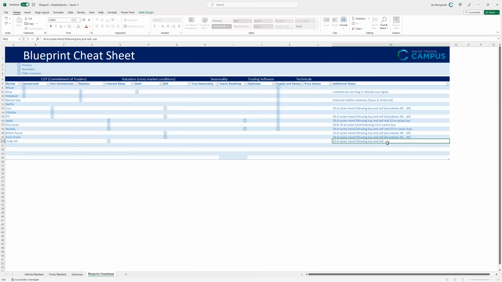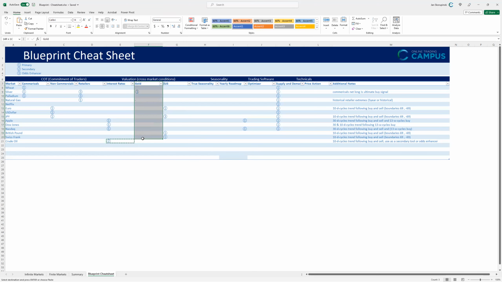We could use it as a secondary tool or odds enhancer. Both would be fine here in this case, but it's so strong that we could use it as a secondary tool, meaning that if all else is neutral, right?